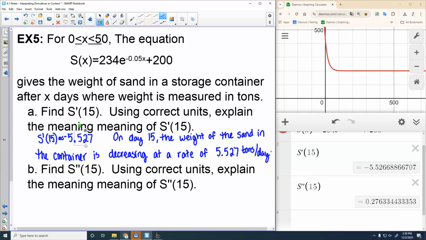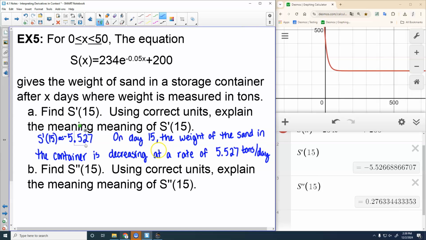This would be the preferred way to write this. Depending on the rubric, they might take "is changing at a rate of negative 5.527." They would take that. But if you say that the weight of sand is decreasing at a rate of negative 5.527, it will be counted wrong because decreasing and negative cancel each other out.